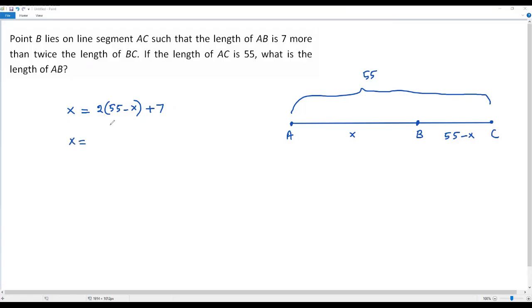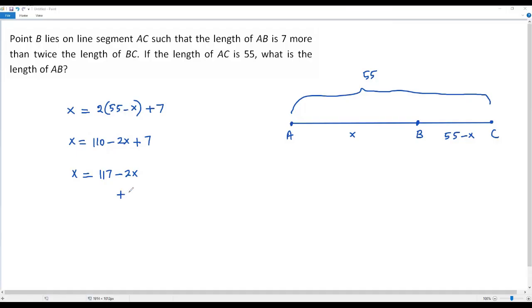Okay, X equals, we can distribute this 2 to this 55 and minus X. Then I'm getting 110 minus 2X plus 7. Okay, X equals, let's combine this one and this one. Then I'm getting 117 minus 2X.